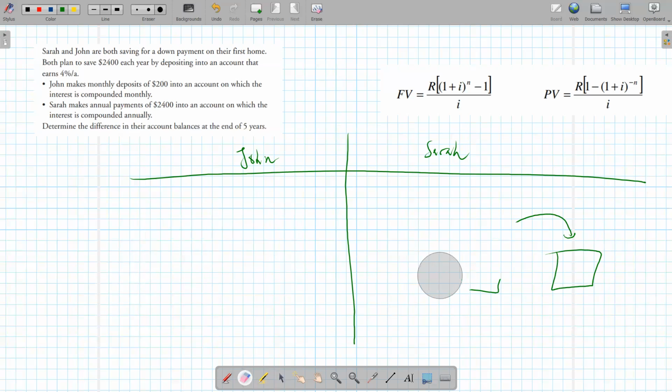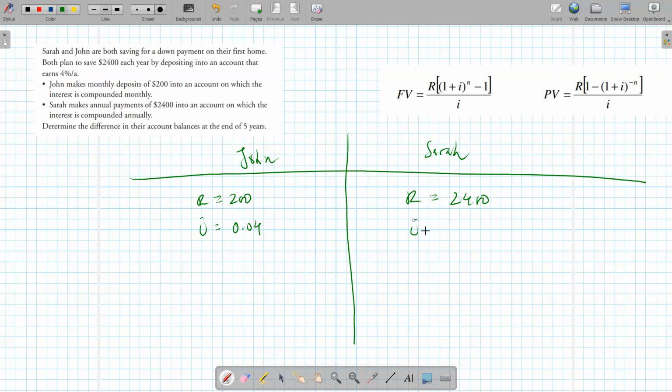Okay. Let's see if that's the case. It should be the case, but let's see. So R is 200. For this person, R is 2,400. What's the I for John? 0.04, yeah? Divided by 12. So 0.04 divided by 12. That's going to be 0.003333, whatever. For this one, I is going to stay the same because it's compounded annually. For Sarah, it's compounded annually, so I will stay the same.